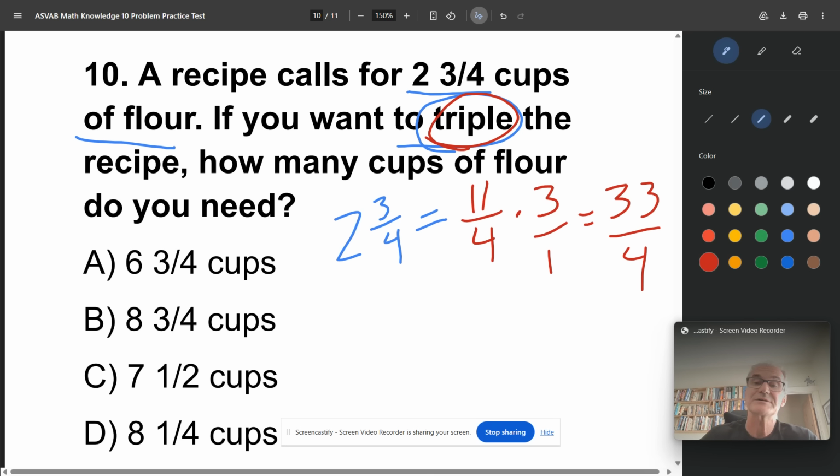So I'm going to have to turn this improper fraction into a mixed number. 4 goes into 33 8 times, giving me 32. So 32 to 33 is 1 left over that quarter. So 8 1/4 is the correct answer. Correct answer is answer D.